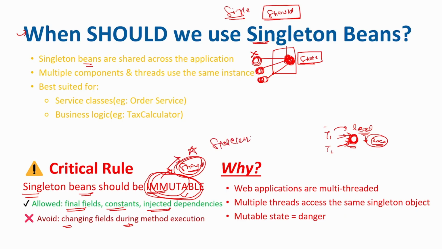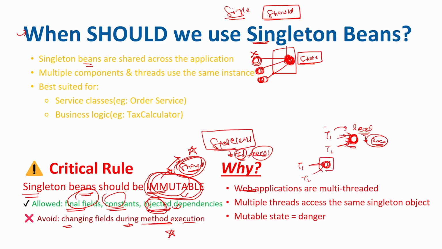The singleton bean should be stateless. If it wants to hold state, it can, but the state should be constant and should not be modified. Final fields, constants and injected dependencies are allowed, but it should not be modified during method execution. Why? Because web applications are multi-threaded and multiple threads access the same object, and if the object is mutated or updated, both T1 and T2 can update it and lead to a race condition. Let's see it in great detail.